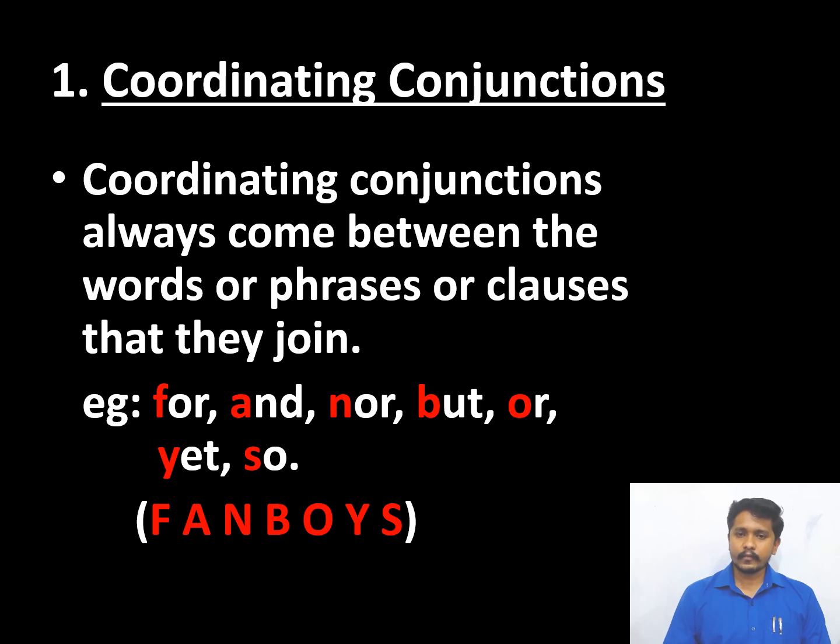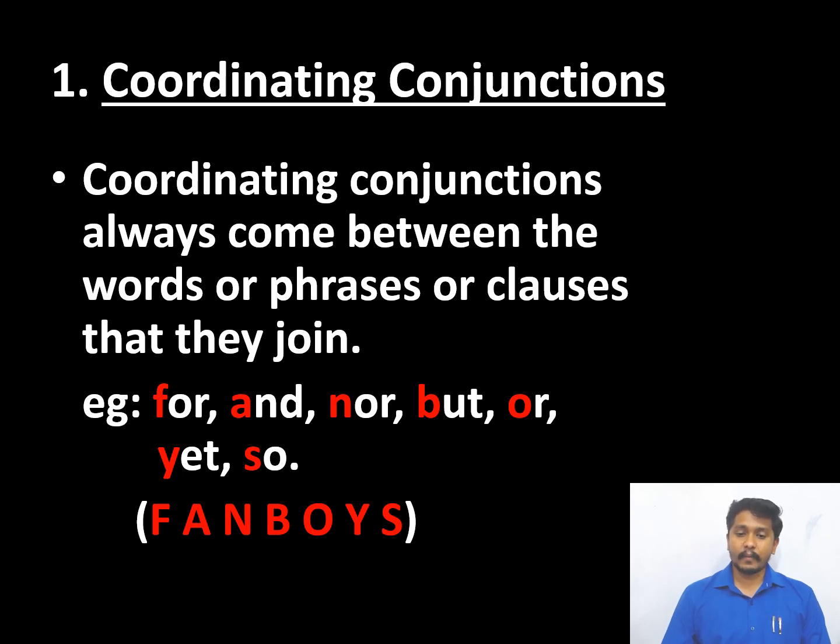Fanboys. Why do we want to remember fanboys? Because when we remember the acronym fanboys, we can easily identify the coordinating conjunctions. How is it possible? The first letter F for, A for and, N for nor, B for but, O for or, Y for yet, and S for so. From every conjunction, we are taking the first letter. F, A, N, B, O, Y, S.